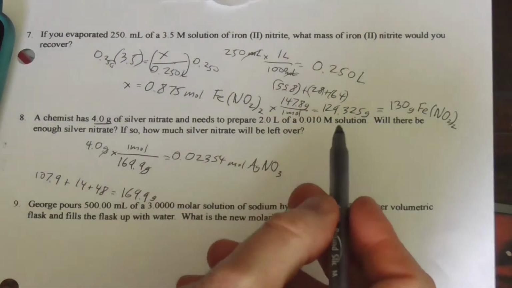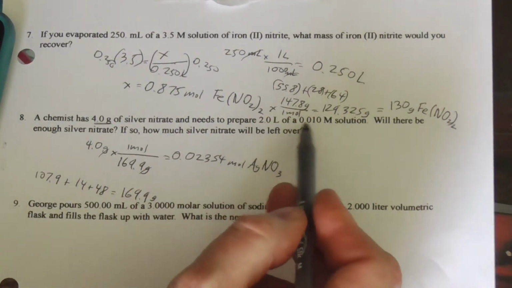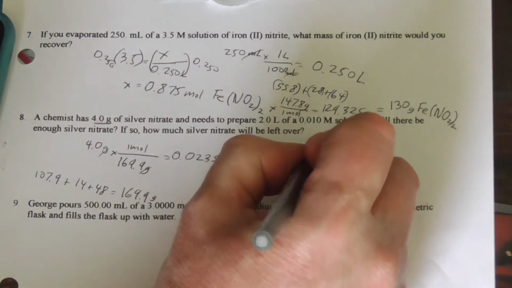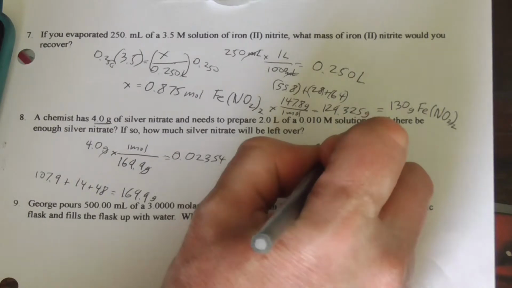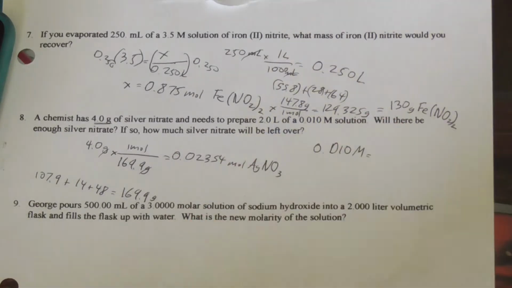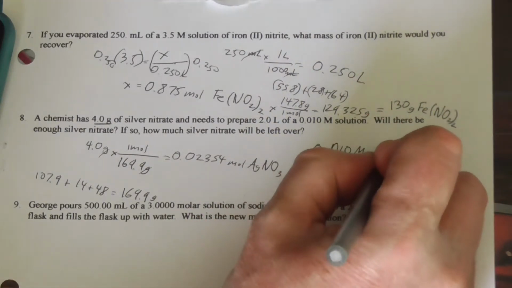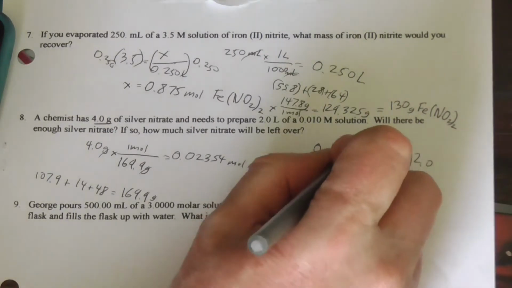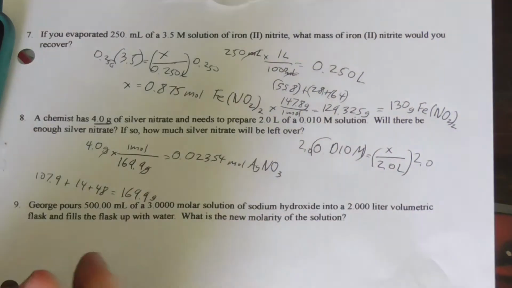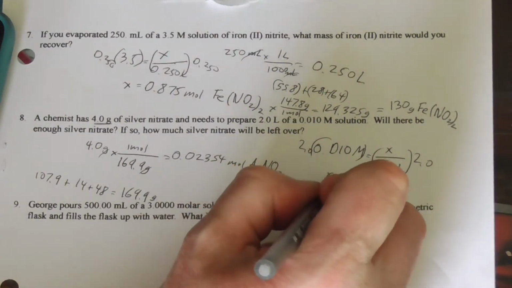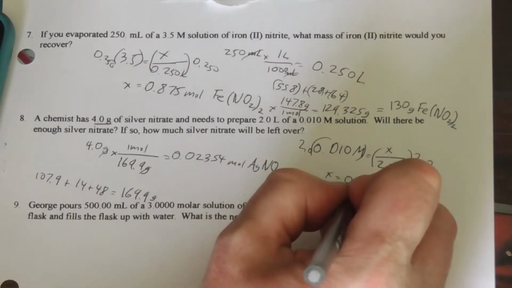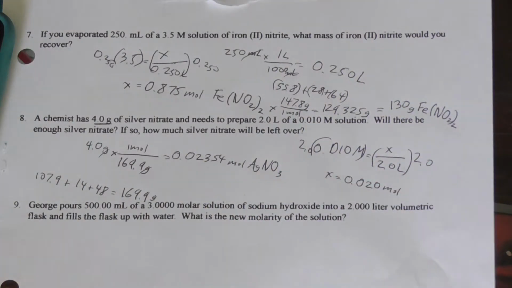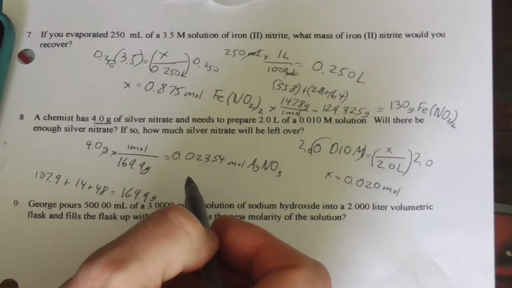Now I have to figure out how many moles I would need to make 2 liters of a 0.010 molar solution. So I go 0.010 molar solution equals X over 2.0 liters. Multiply both sides by 2.0. I end up needing 0.020 moles of silver nitrate. You can see I clearly have that.